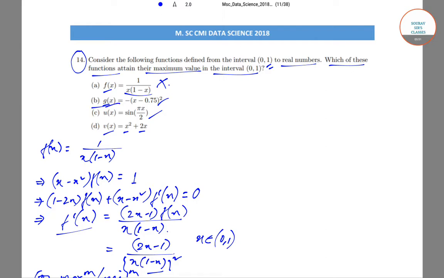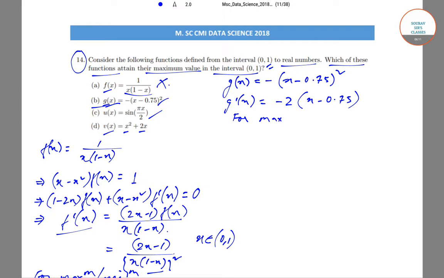Now let us consider the second function. The second function is g of x is equal to minus of x minus 0.75 whole square. If we find g dash x, it will be minus of 2 into x minus 0.75. Now for maximum or minimum, g dash x must be equal to 0. So minus of 2 into x minus 0.75 must be equal to 0, so x minus 0.75 is 0, and that leads to x equal to 0.75. And this belongs to the open interval 0 and 1.